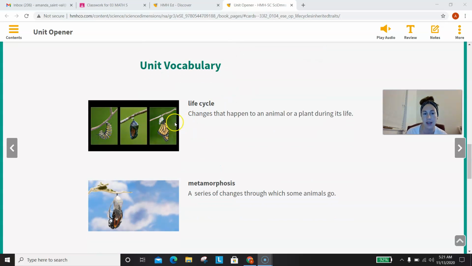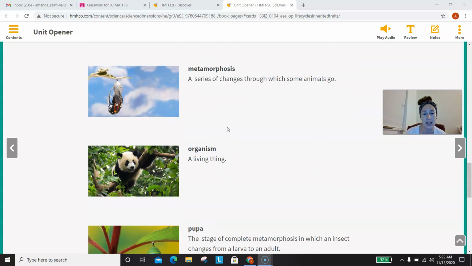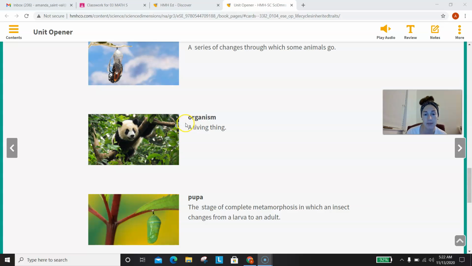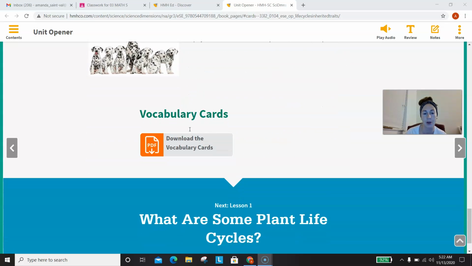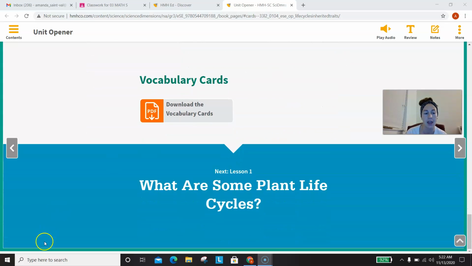So here is a life cycle of a caterpillar. It says changes that happen to an animal or plant during its life. So it's one of those vocabulary words we should have written down. Organism is a living thing was the other word that we were covering. And the last word that I wanted you to write down was germination. So I'll make sure that that is on this slideshow.